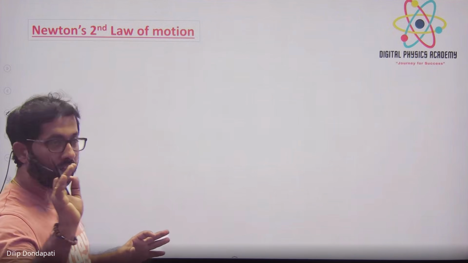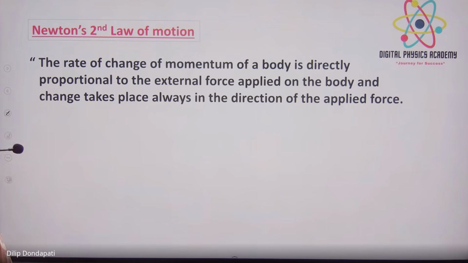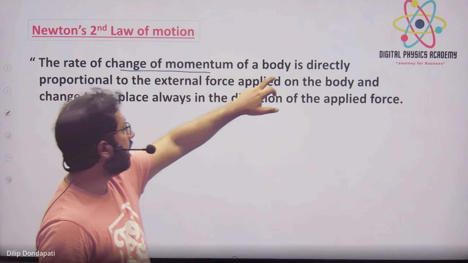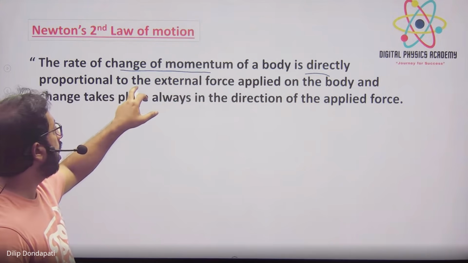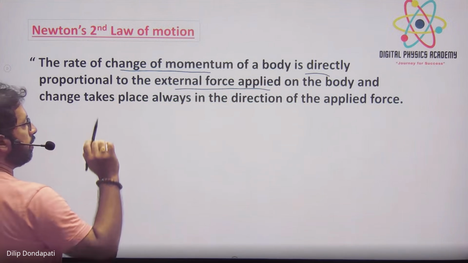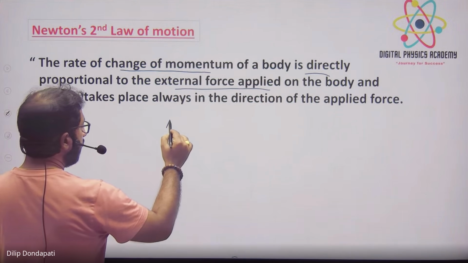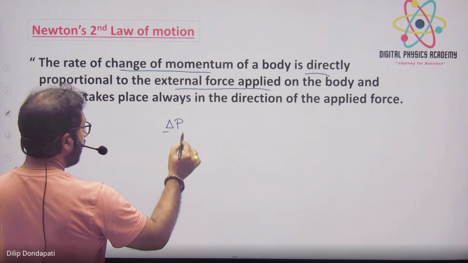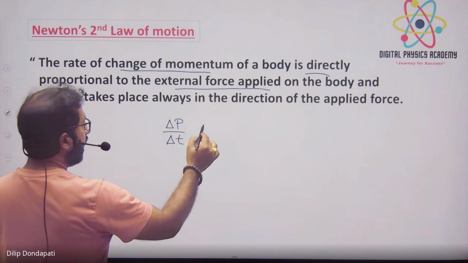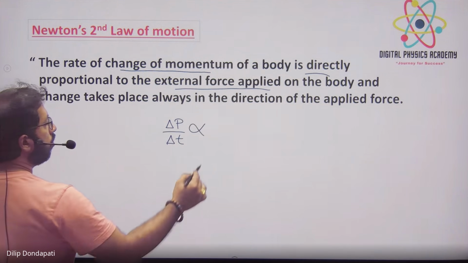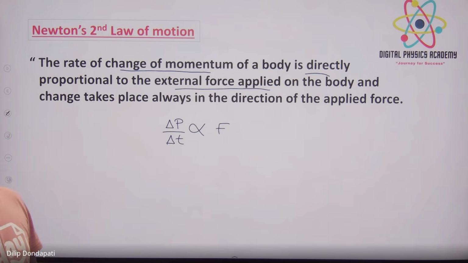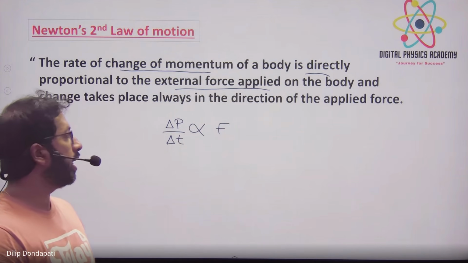So what does Newton's second law say? That the rate of change of momentum is directly proportional to the applied external force. Momentum is p, right? Rate of change of momentum is delta p by delta t. This rate of change of momentum is directly proportional to the force applied. This is Newton's second law: rate of change of momentum is directly proportional to force.